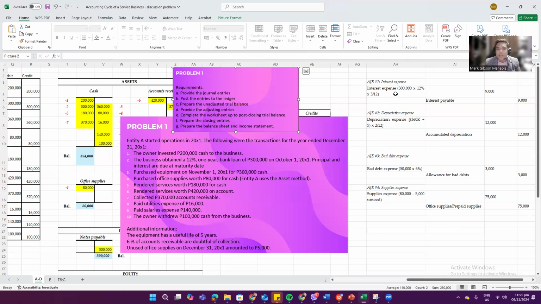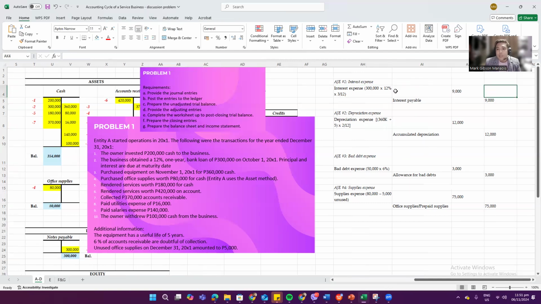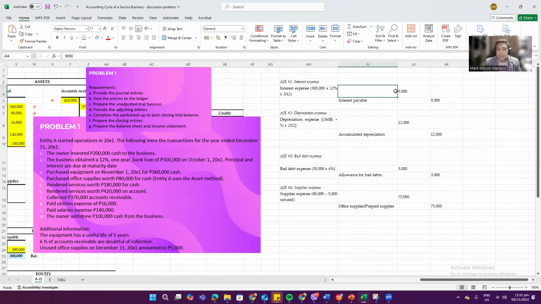Principal multiplied by the rate multiplied by the term, no? So that's 300,000 multiplied by 12% multiplied by 3 months over 12, no? So we get 9,000. So debit interest expense of 9,000 and credit interest payable for 9,000. What's the other adjusting entry that we need to prepare?